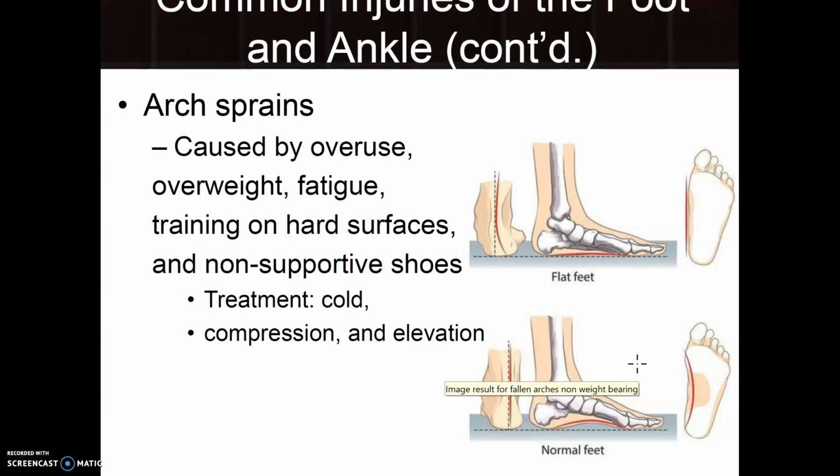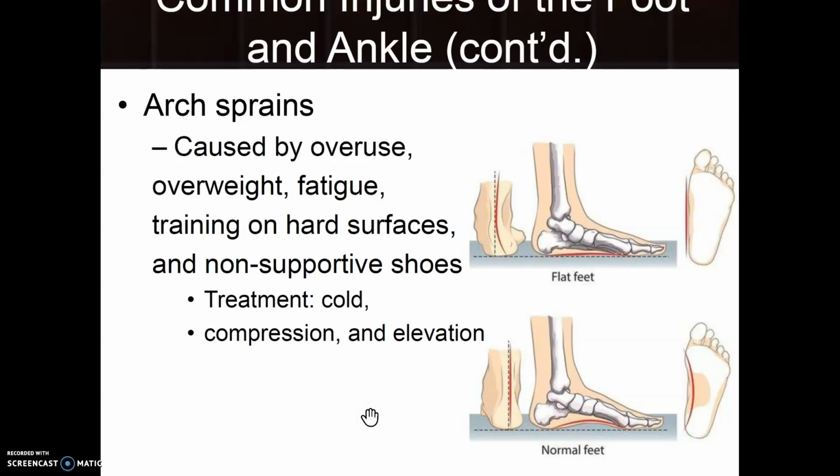When they're non-weight bearing, they have the normal arch. But the minute they stand on a flat surface with their body weight, those reaction forces actually splay the bones of their foot based on weight distribution on that hard surface. Non-supportive shoes are also somewhat of a concern. When you're buying footwear, arch support is a very important feature of most footwear.